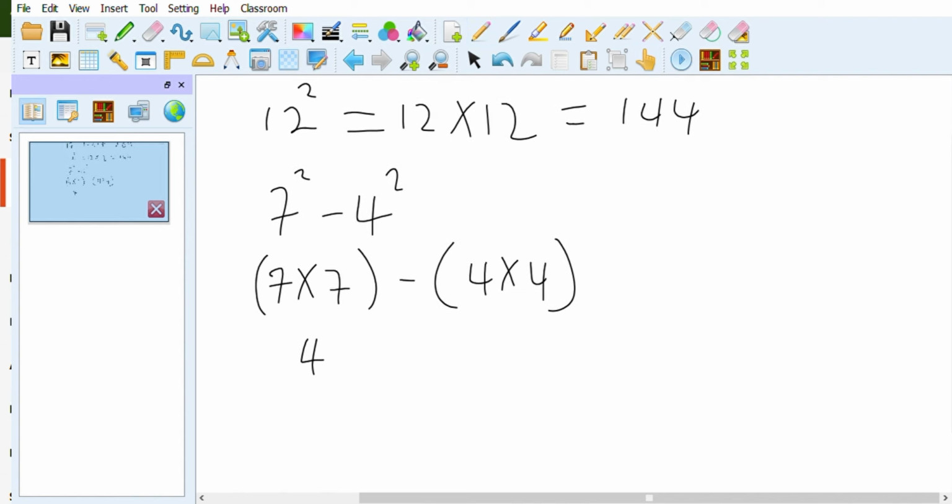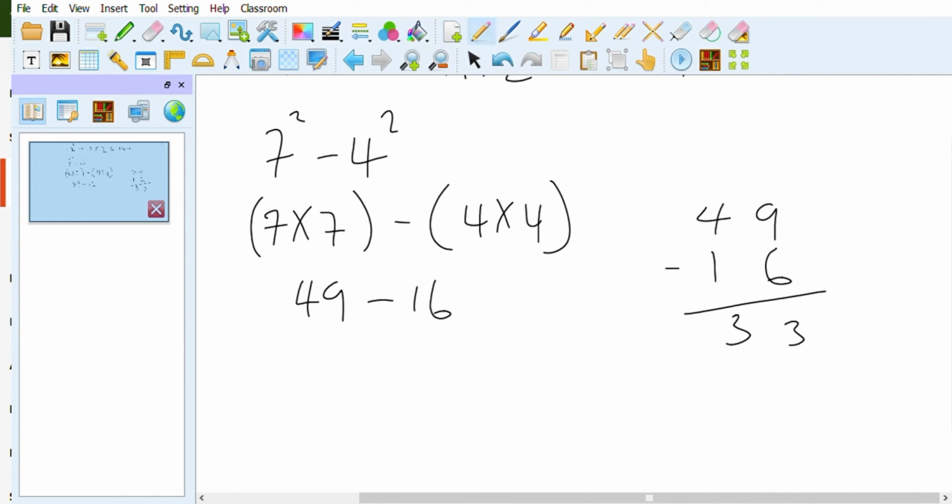Okay, so what is 7 times 7? 7 times 7 is 49. 4 times 4 is 16. So all we need to do is to solve this subtraction problem. Okay, 9 minus 6 is 3. 4 minus 1 is 3. So what this means is that 7 times 7 minus 4 times 4 will give us 33.